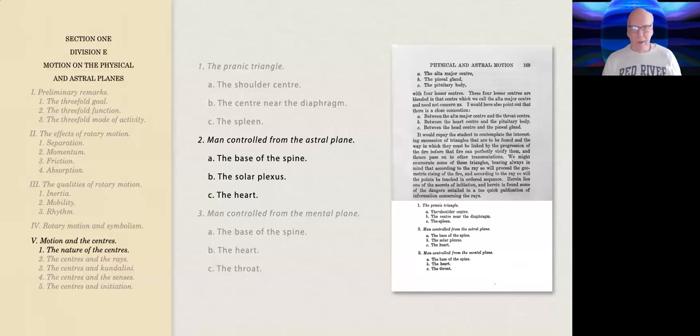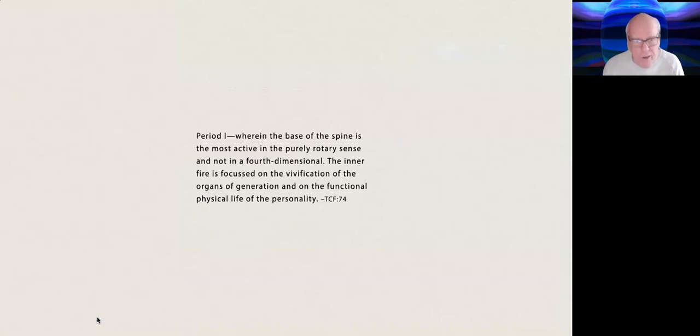This listing may seem puzzling at first. I mean, how can the heart center be active in one who is controlled from the astral plane and who is thus emotionally polarized? There's a very useful stage-by-stage description in Letters on Occult Meditation that describes each level of consciousness in relation to the centers.